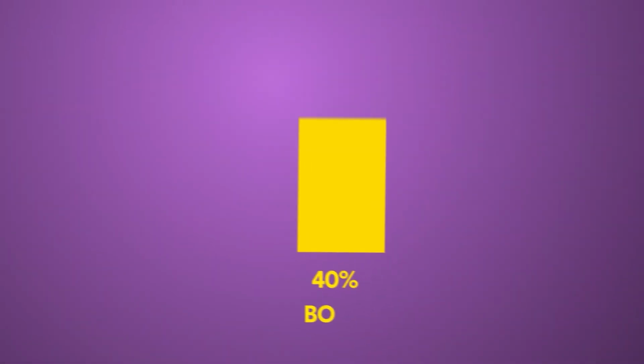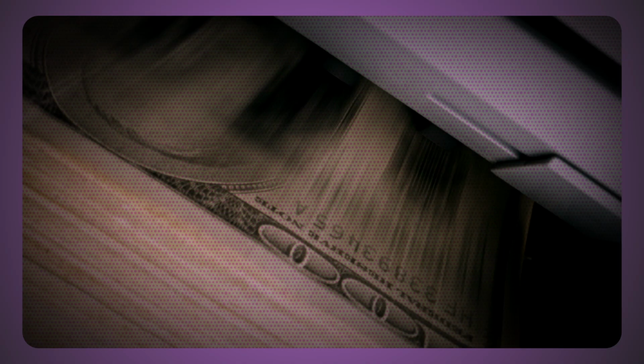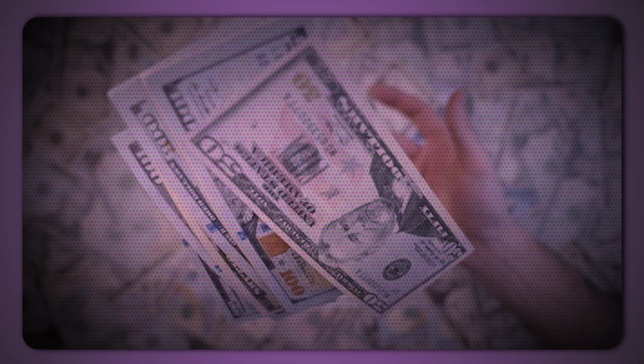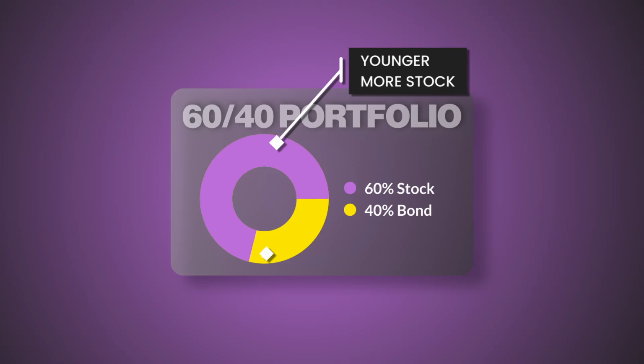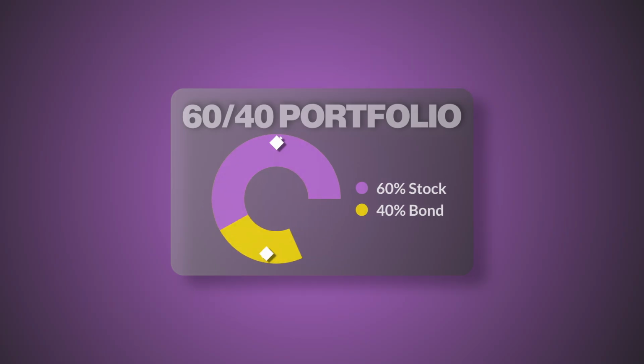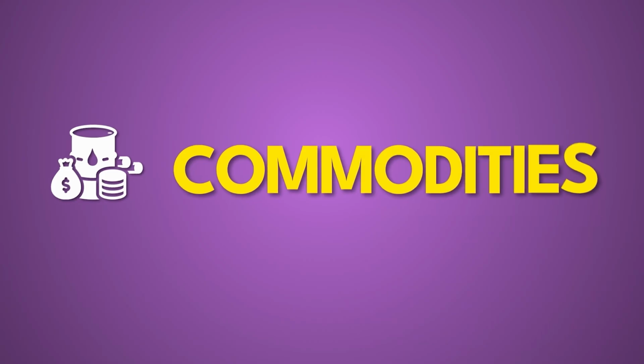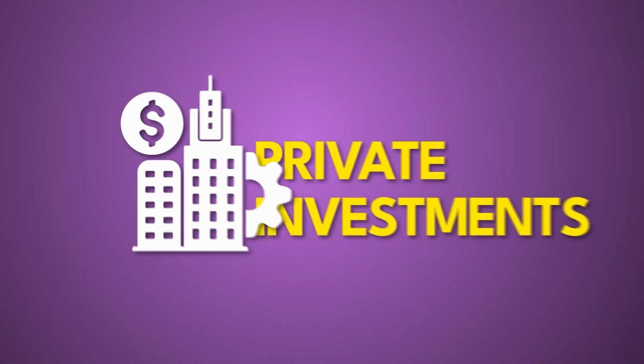For most people, they will define a good, healthy balance of risk and return as a 60-40 portfolio: 60% stock and 40% bond. This gets you relative safety while still getting quite a bit of return. The 60-40 portfolio does depend on age. If you're younger, it tends to be a little bit more stock. If you're getting older, sometimes you go even less stock. And there are alternatives with things like commodities, real estate, or other private investments.